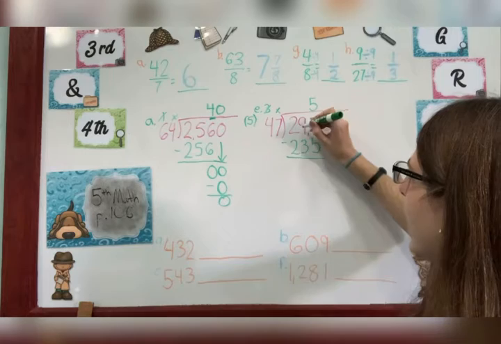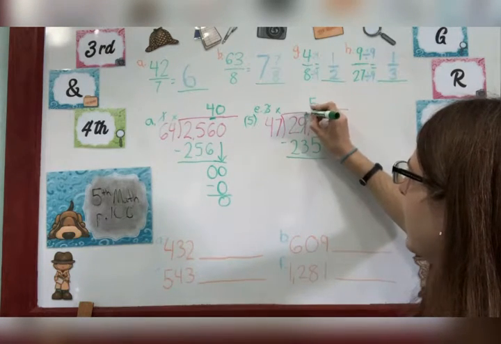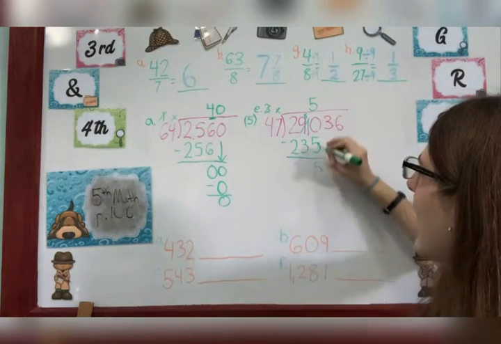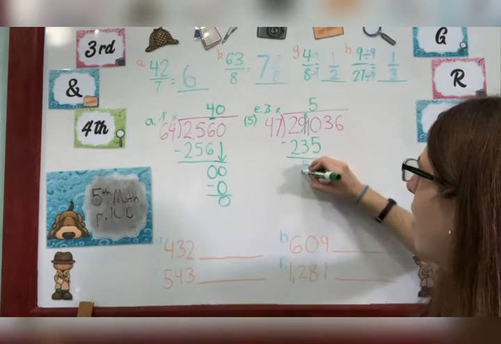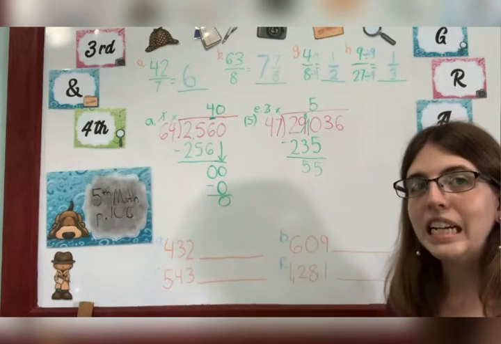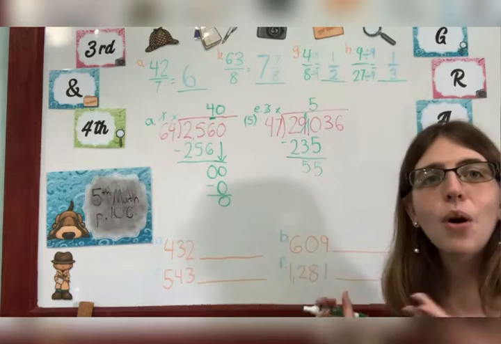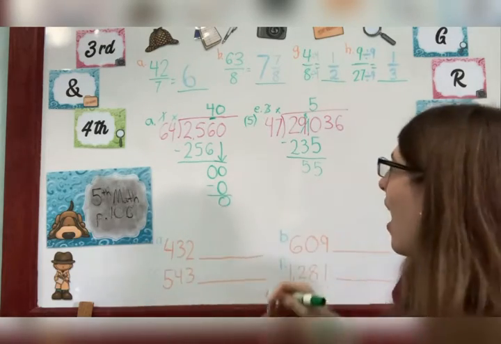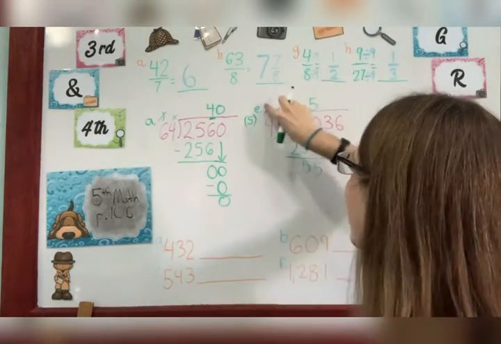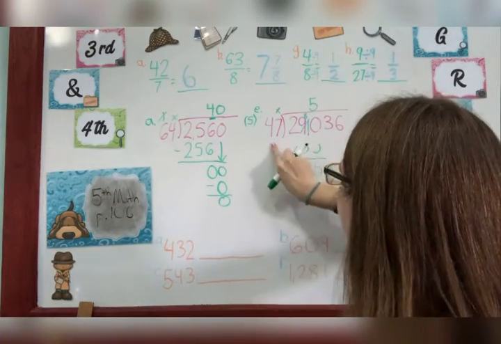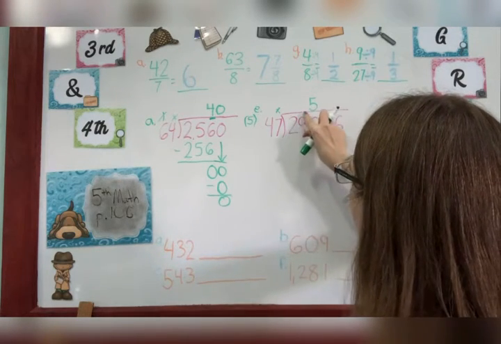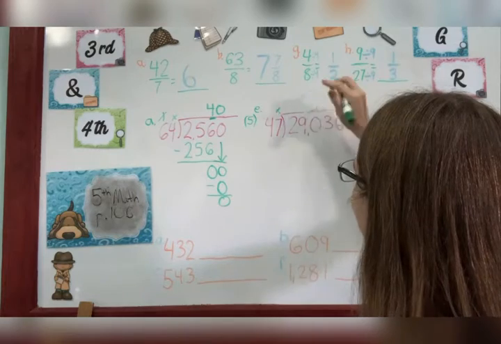Now I can subtract. This becomes an 8 because I have to borrow. 10 minus 5 is 5. 8 minus 3 is 5. Is 55 less than 47? No, it's bigger. So I need to change my number. I need to go up or down? Up. Good. So I'm going to change all of this, and I'm going to try again with 6.